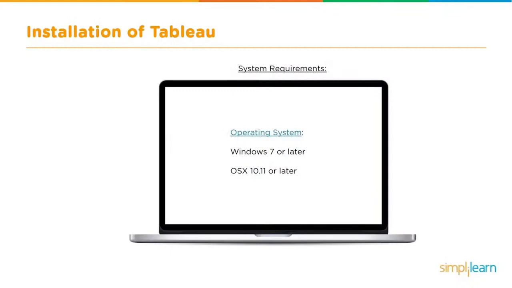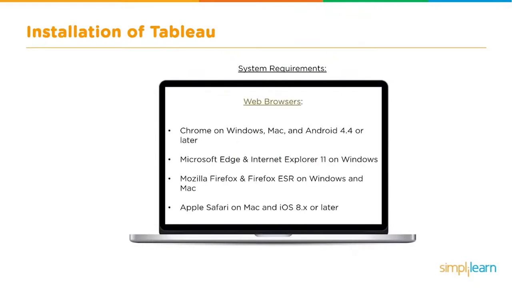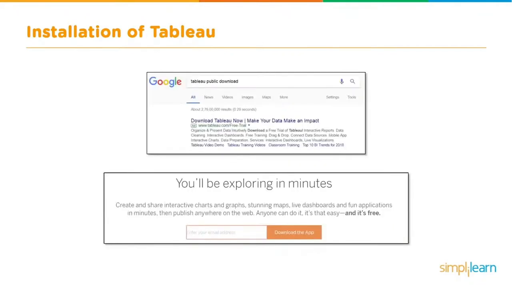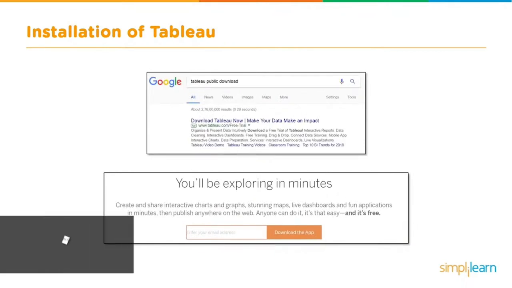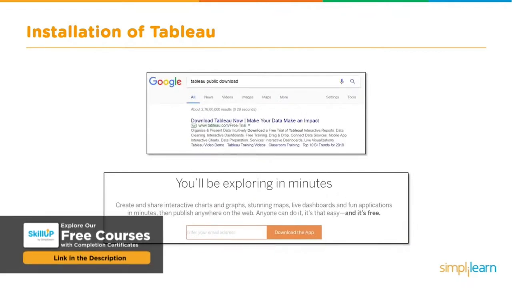As for requirements, you need Windows 7 or later, or you need your Mac operating system to be 10.11 or later. Here are some of the browsers you can use to install Tableau. We will be installing Tableau Public today, and to do that, you just Google Tableau Public Download and click on that first link, and then you put in your email address and click Download the app.